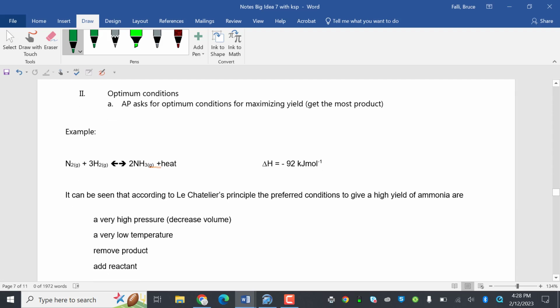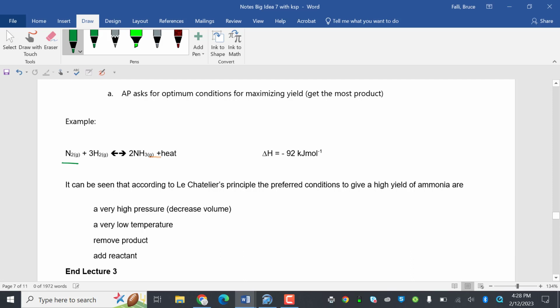If I wanted to shift to the right-hand side, let's look at pressure. Remember, a very high pressure shifts towards the side with fewer moles of gas. This side has 4 moles of gas, this side has 2. So increasing pressure shifts it to the right. A very low temperature that removes heat will shift it to the right. If I remove a product, it shifts it to the right. If I add reactants, it'll shift it to the right.